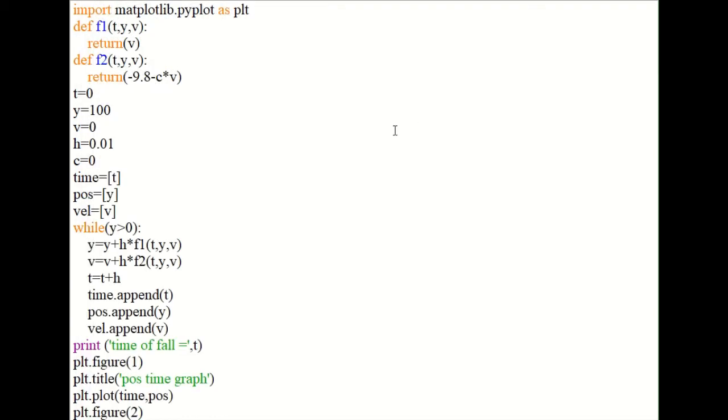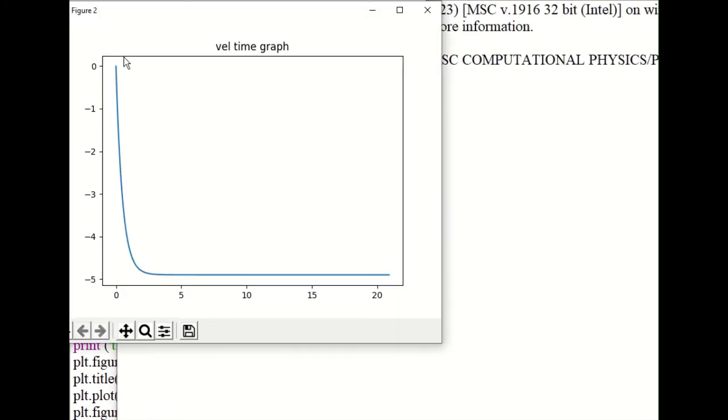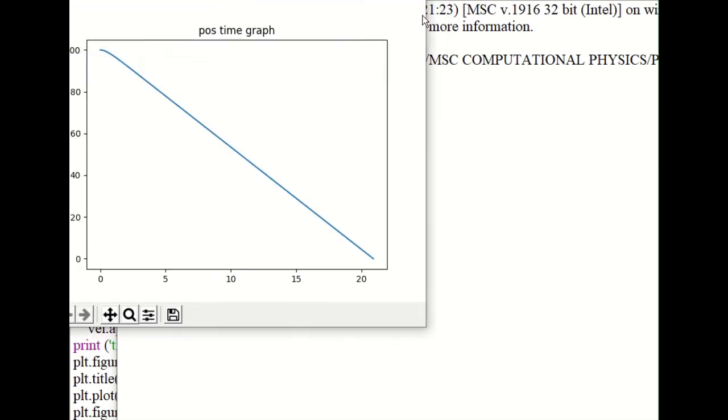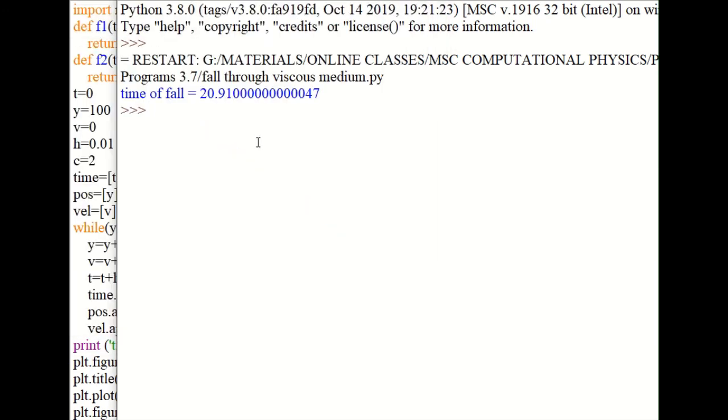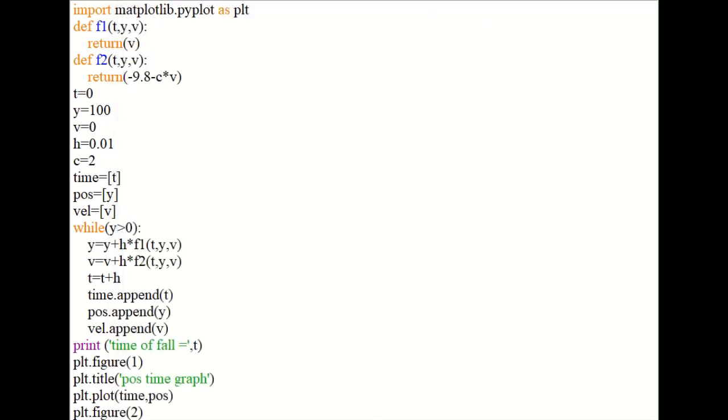Hope you understood. Now let us see what happens if I increase the coefficient of viscosity to 2. Previously it was just 1. Now let us see what happens. You can see that all of a sudden it attains terminal speed, and the terminal speed is very less, roughly 4.8, say roughly 5 meters per second, and it takes a very long period of time. It takes roughly 21 seconds to fall. So that's the case. Fine.